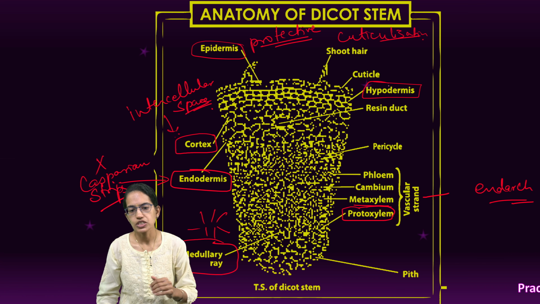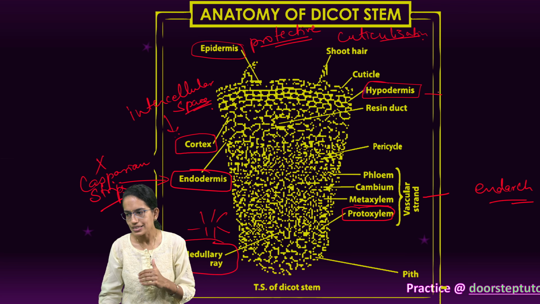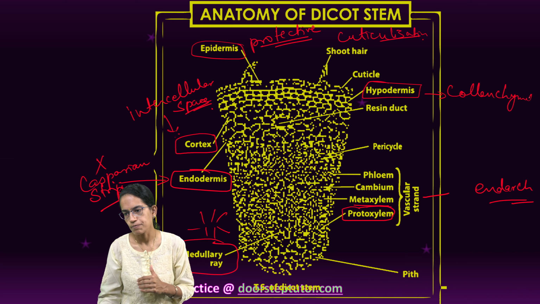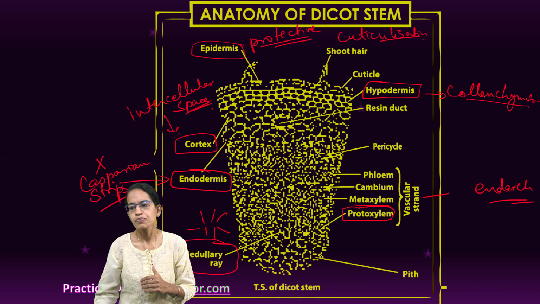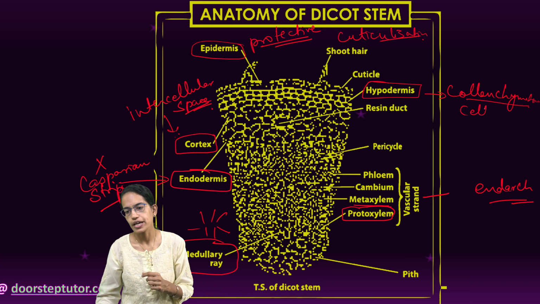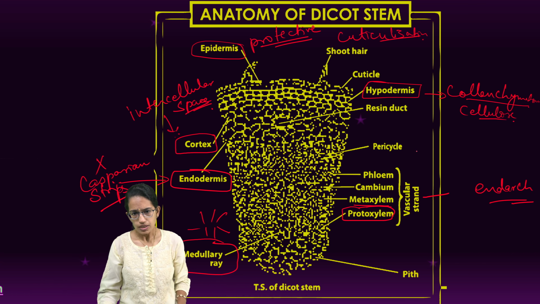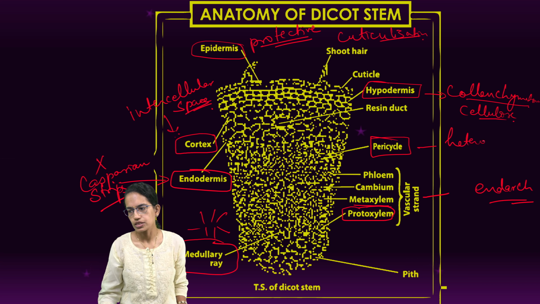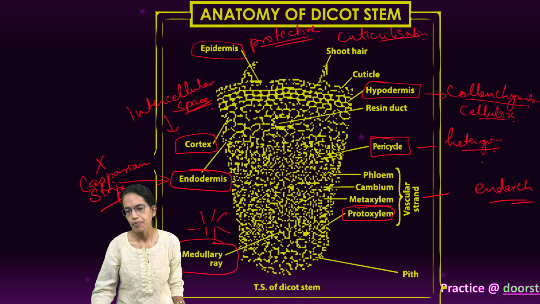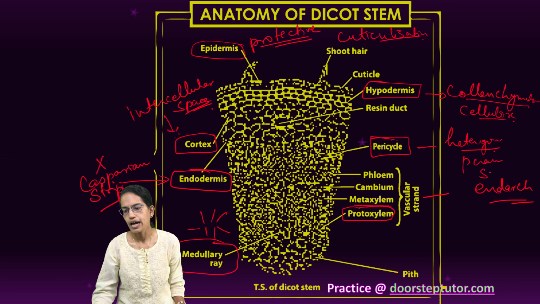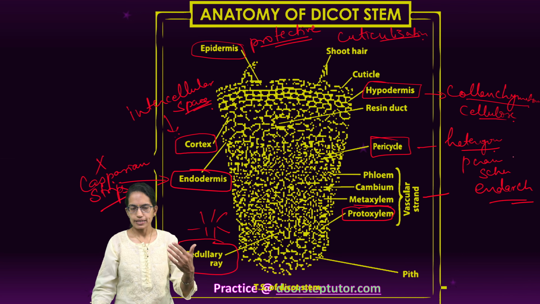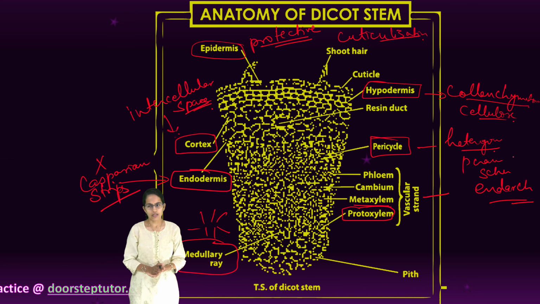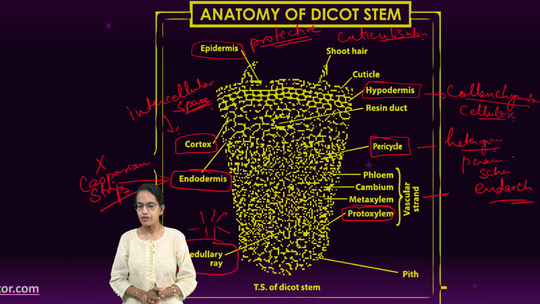Hypodermis is the layer which is just below the epidermis, and this layer has collenchyma cells. So collenchymatous cells, we can say, are present in the hypodermis, and this is due to the deposition of extra cellulose material. The next is pericycle. Pericycle is a layer which is heterogeneous in nature. There are alternate bands of parenchyma and sclerenchyma. So parenchyma and sclerenchyma are alternately arranged in the pericycle of a dicot stem. So again interesting.